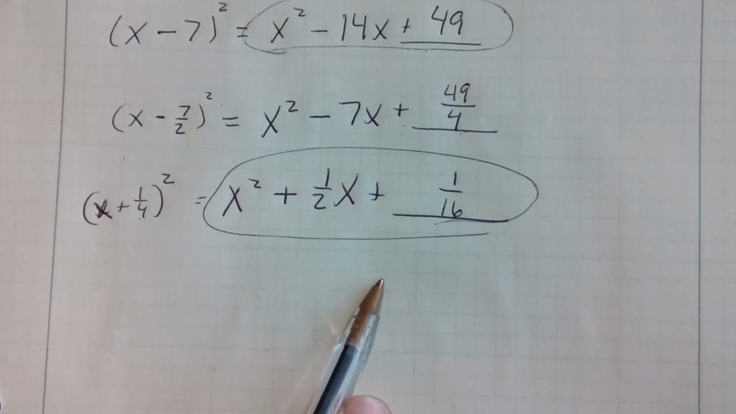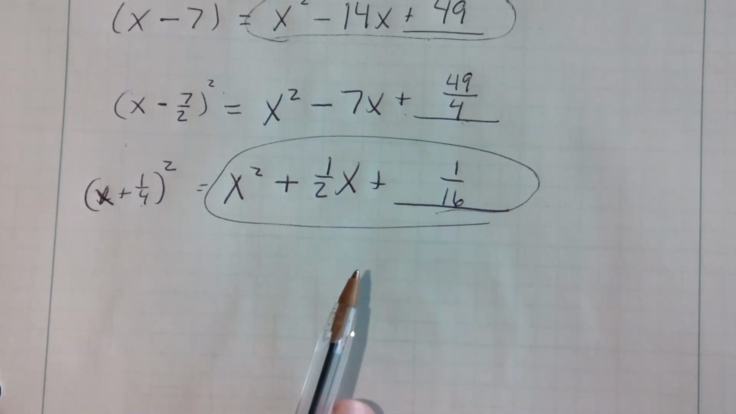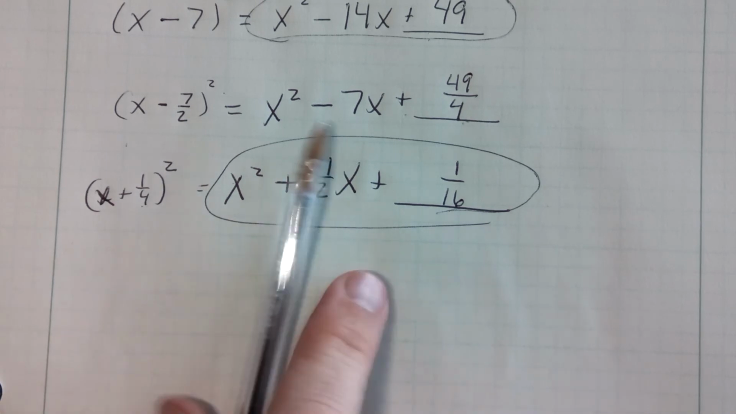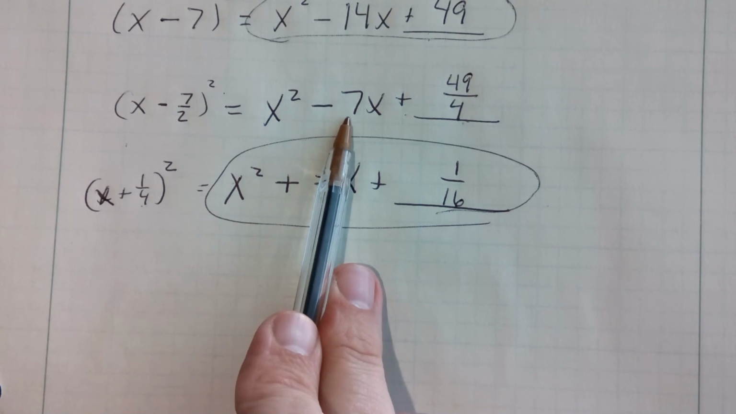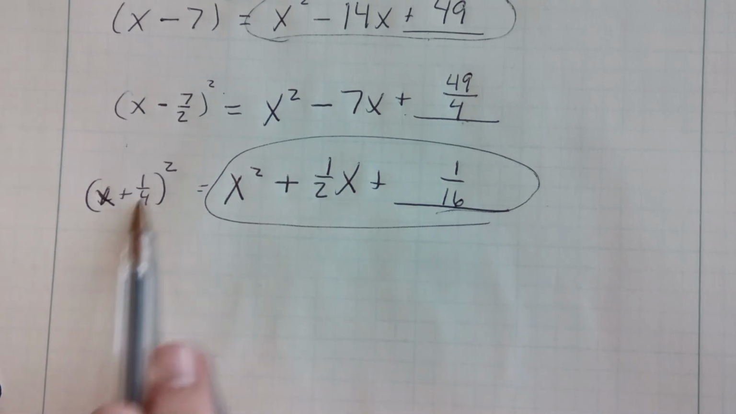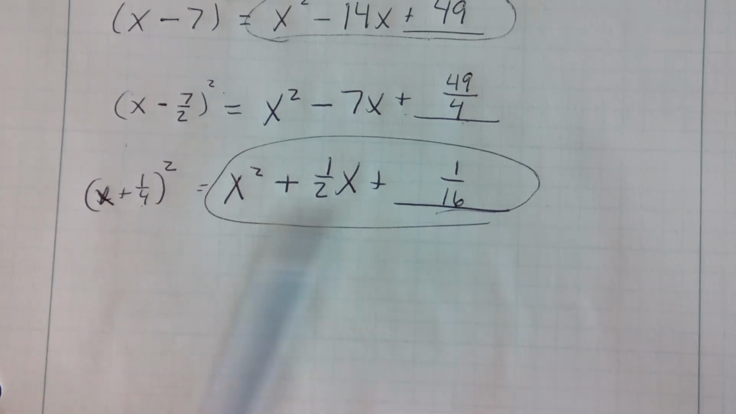So hopefully this helps you be able to do this assignment. If you have any questions, please bring them to class. But just remember, always take half of this middle term and square that number, and that's your third or missing term to make the quadratic a perfect square.